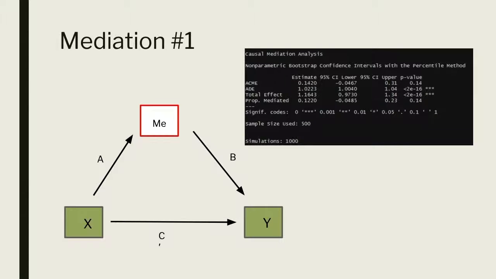David Kenny described on his website, which was last updated in September of 2018, the two different types of mediation. So there's complete and partial mediation. Complete mediation is when the predictor X, in this case, has no effect on Y without the mediator first, and that makes the path from X to Y 0. I'm going to say that one more time: in complete mediation, X does not affect Y without the mediator.